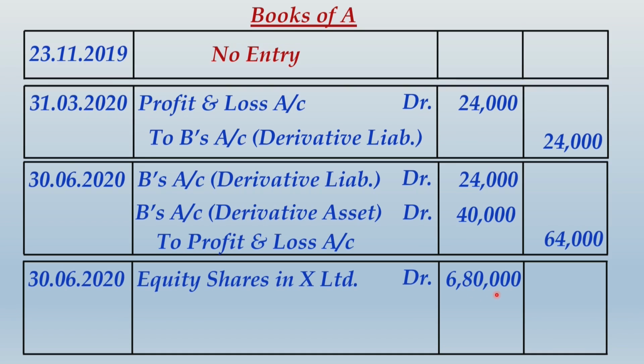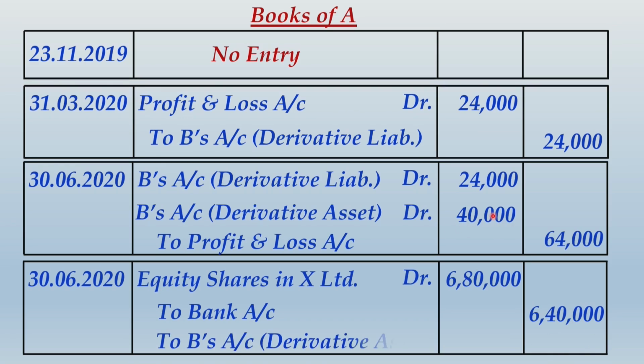However, the settlement will be made by paying only 6,40,000, which was the agreed value. Because there is a difference between these two, there will be something required to be adjusted over here, and that something is nothing but this derivative asset. Therefore, you will write this entry to B's account, that is derivative asset 40,000.